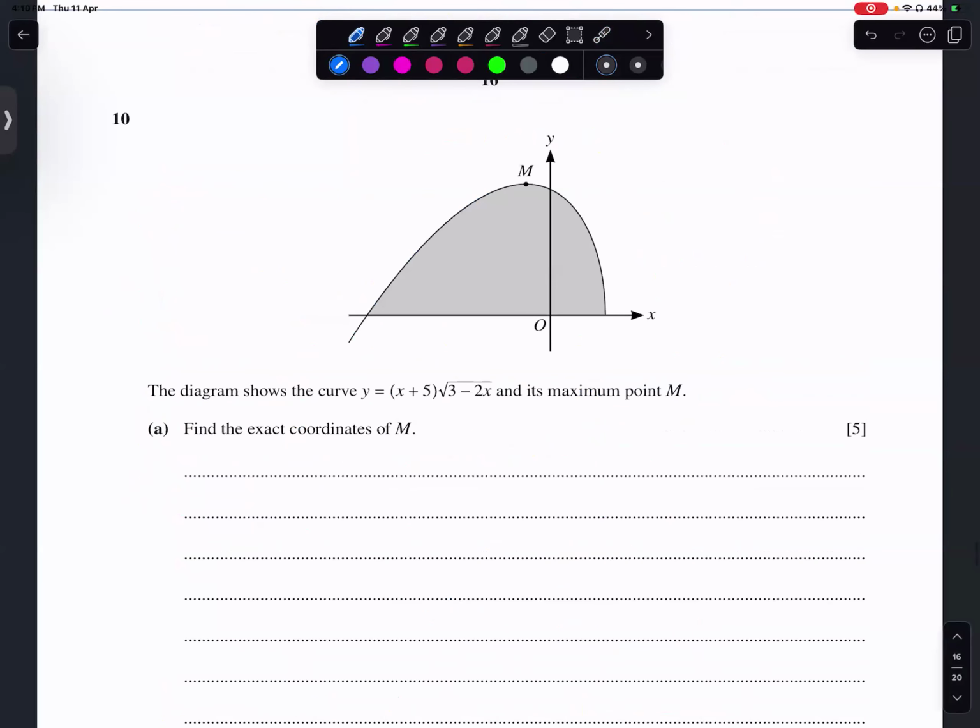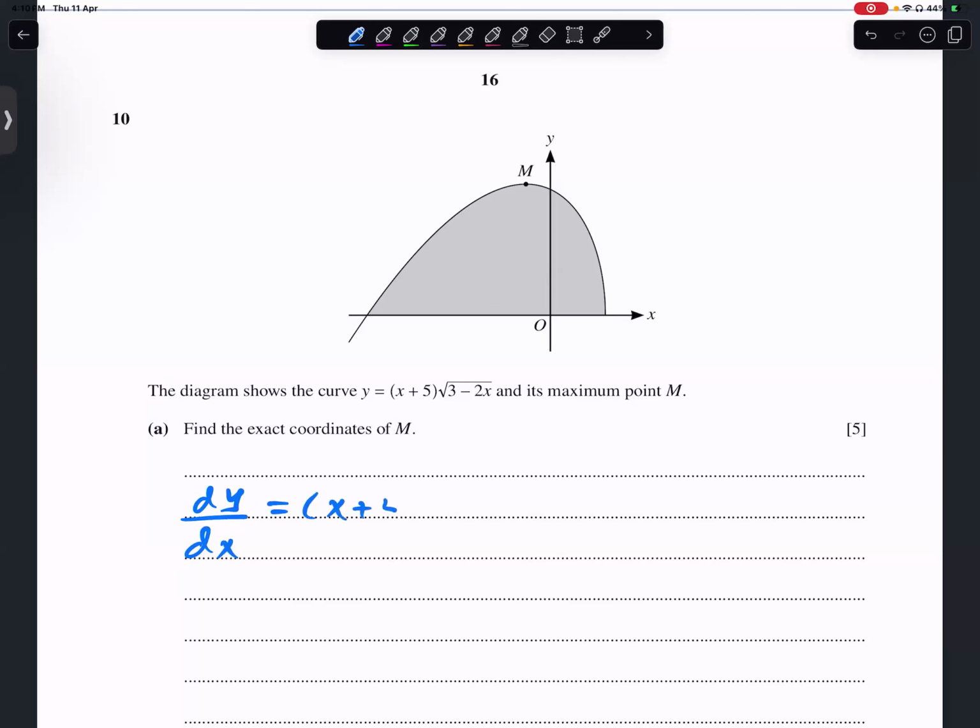So the next question is from the integration. Find exact coordinates of M, where M is the maximum point. So to find the coordinates of the maximum point, you all know that we have to put the derivative equal to 0. So let's first of all find the derivative.